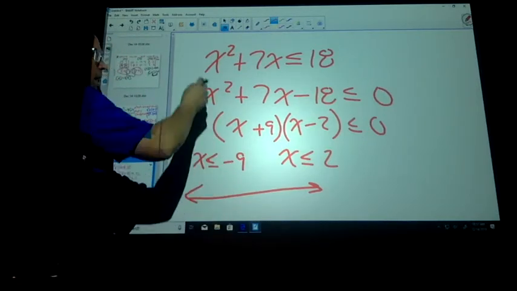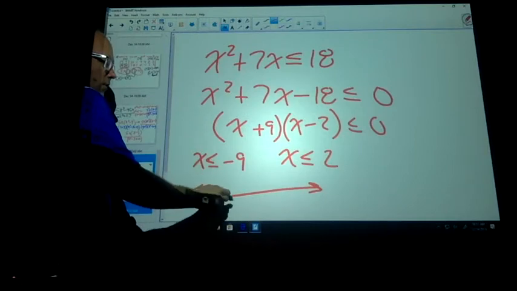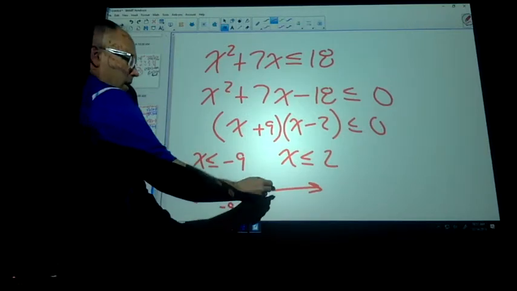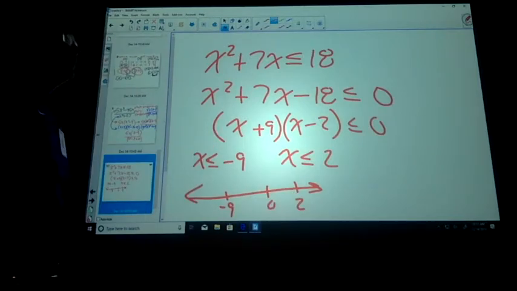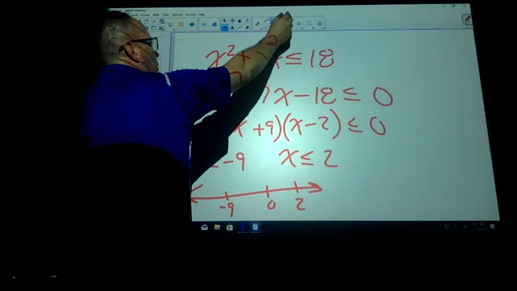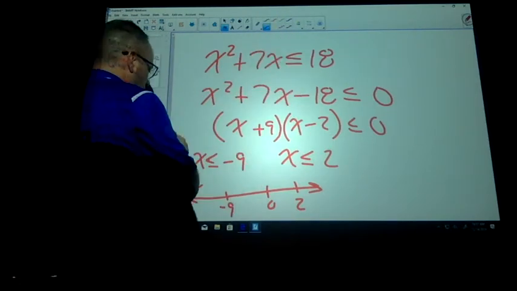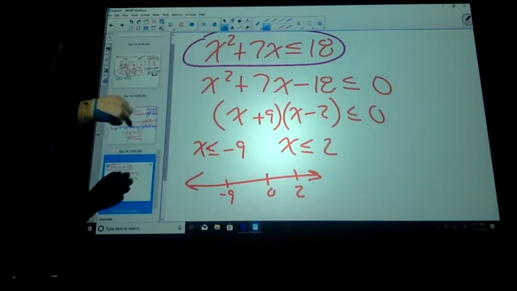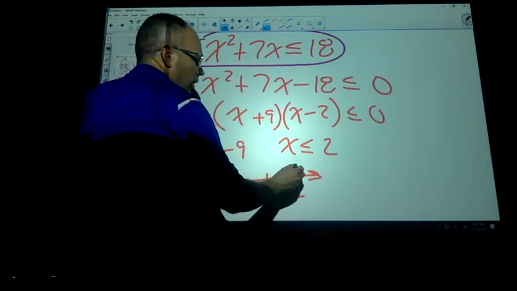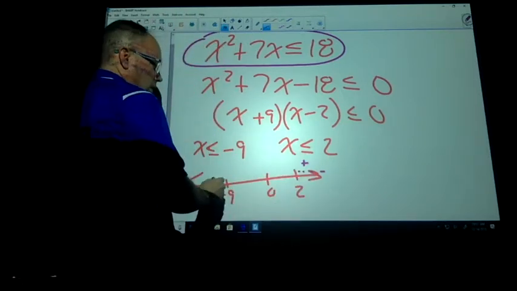Okay, so realize I'm not doing x and y, so I do have a negative 9 down here. I have a 0 here. I have a 2 here. Okay, so think about this. What does my sign line look like? This is x squared. What kind of parabola would this be if it was y equals? Does it open up or down? Up. So over here, all down here, these are all positives.